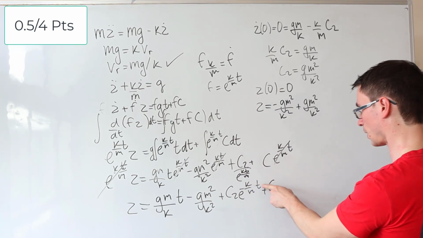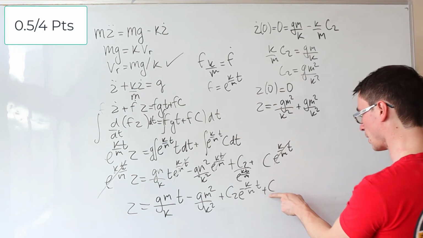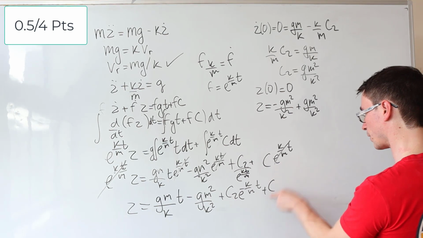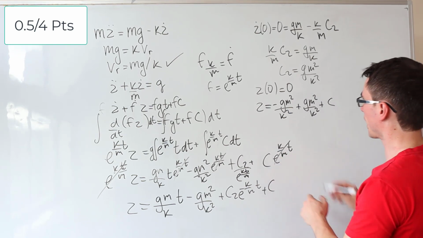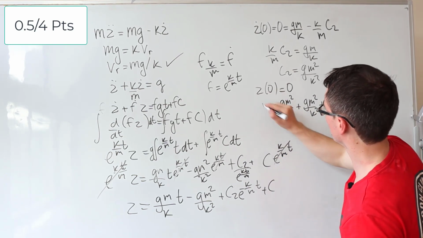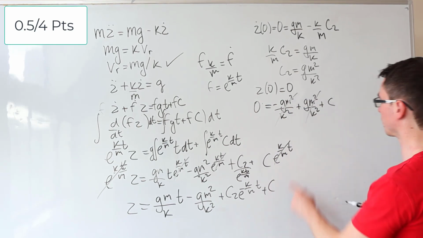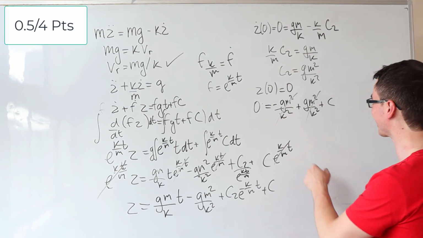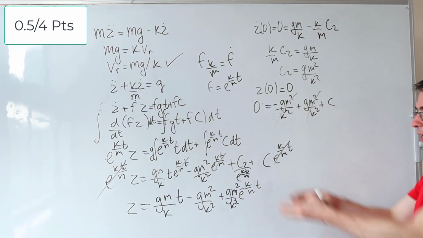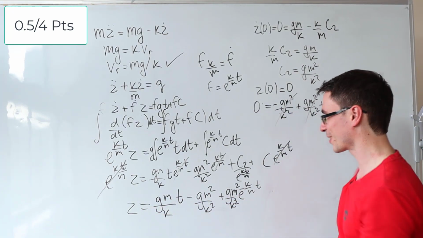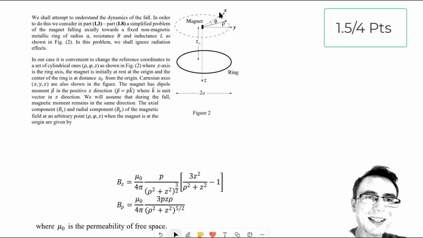Now, e to the minus k over m t, when t is equal to 0, the exponential function is just equal to 1, so we don't have to worry about that, plus the constant c, and this whole thing has to be equal to 0. Well, because those two are equal, look at that, this one works out really nicely. We can find that c is actually equal to 0. In other words, our final expression for z as a function of time looks like this. Okay, let's have a look at the rest of this problem.